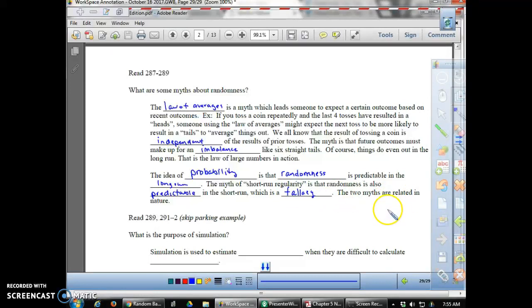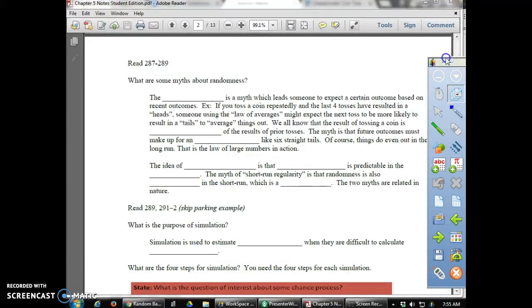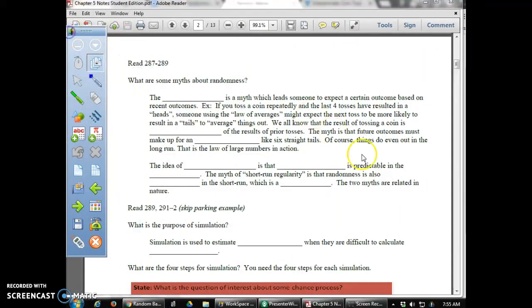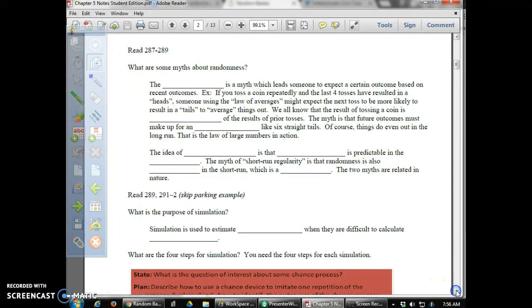The two myths are related, so just make sure you understand that the law of large numbers does apply in the long run, but the law of averages is a myth, so make sure not to fall prey to that. Okay, so what is the purpose of simulation? We're going to learn about simulation because we've actually already done a simulation. We used the little applet to do that.